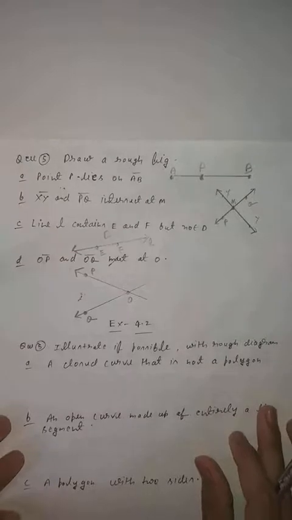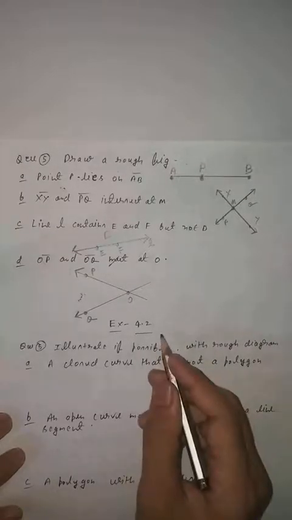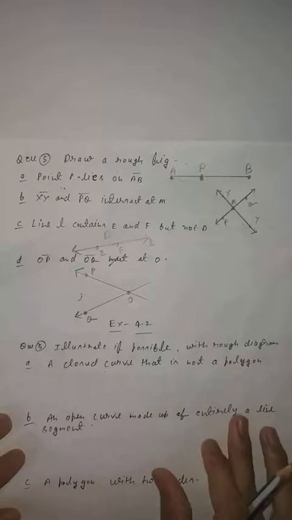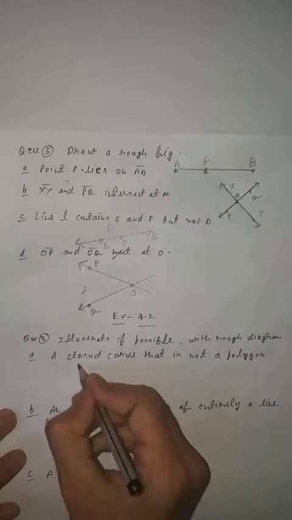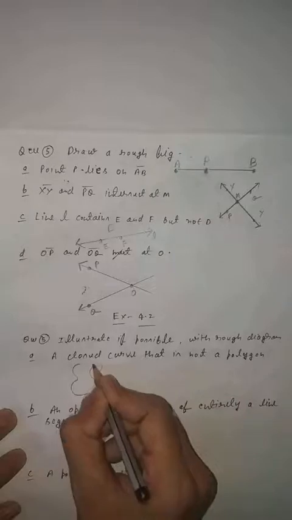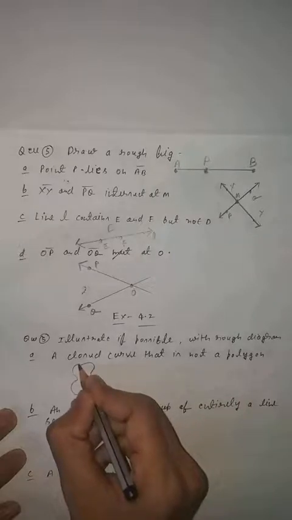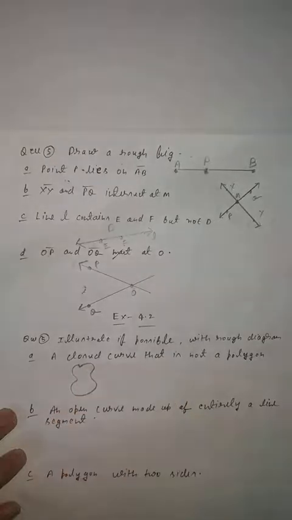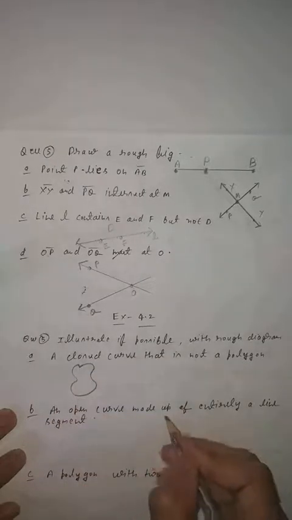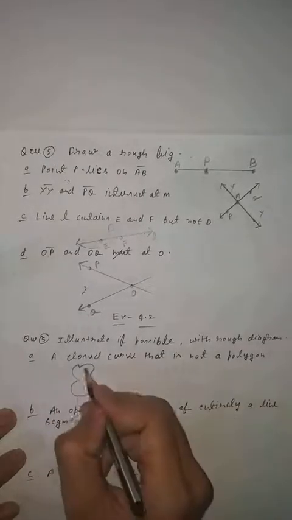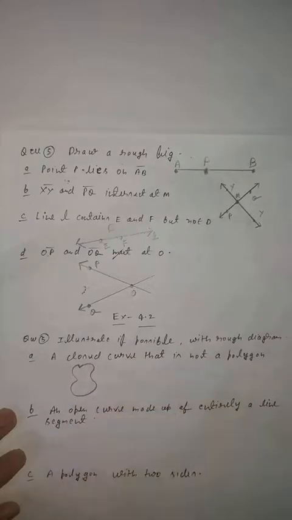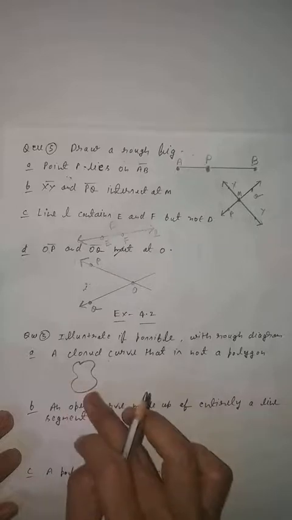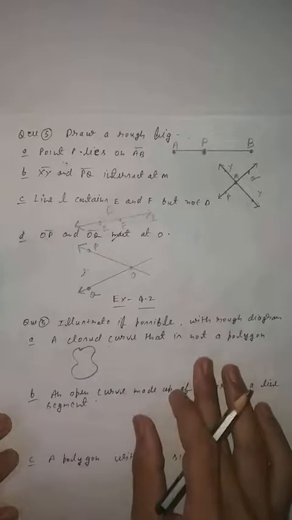Clear, students? Now next question is, illustrate if possible with rough diagram. This is exercise 4.2. A closed curve that is not a polygon. Clear, students? So you know that curve means any diagram you will make. This is a curve. Clear? This is a closed curve. Any diagram you can make. Tick. And that is not a polygon. So you know that this is a curve and a polygon is made up of entirely line segments. But this is only a curve. So this is a closed curve and not a polygon.